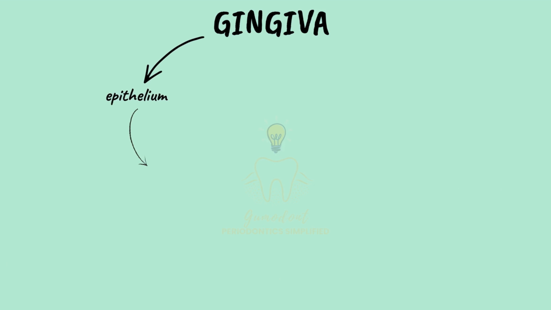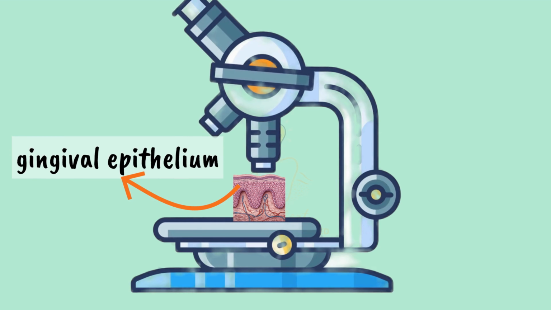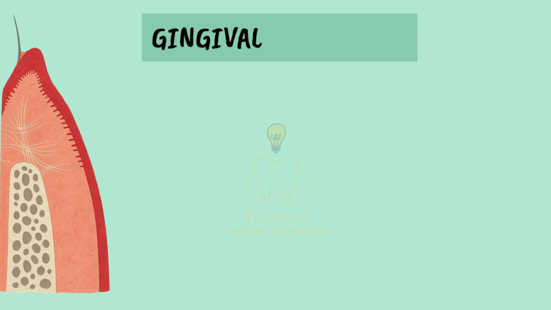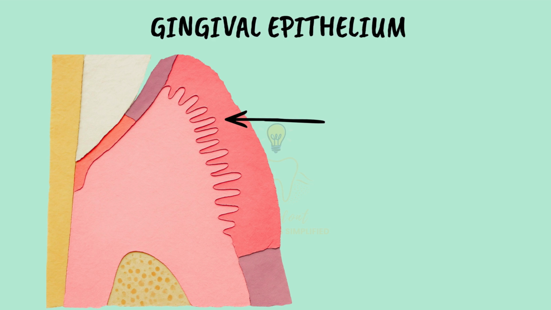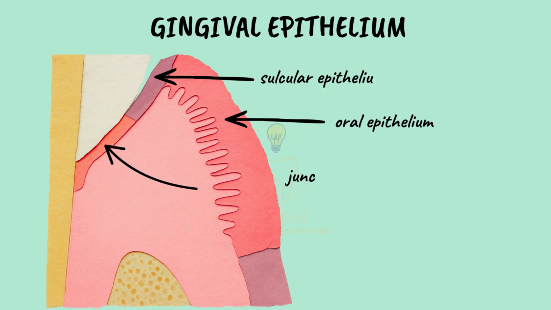The epithelium is highly cellular, while the connective tissue is less cellular and mainly composed of collagen fibers and ground substance. Now that we know the basic components, let's focus on the outer layer first. The gingival epithelium is the outermost layer that interacts with the oral environment. Based on structure and function, it is divided into three types: oral epithelium, sulcular epithelium, and junctional epithelium.